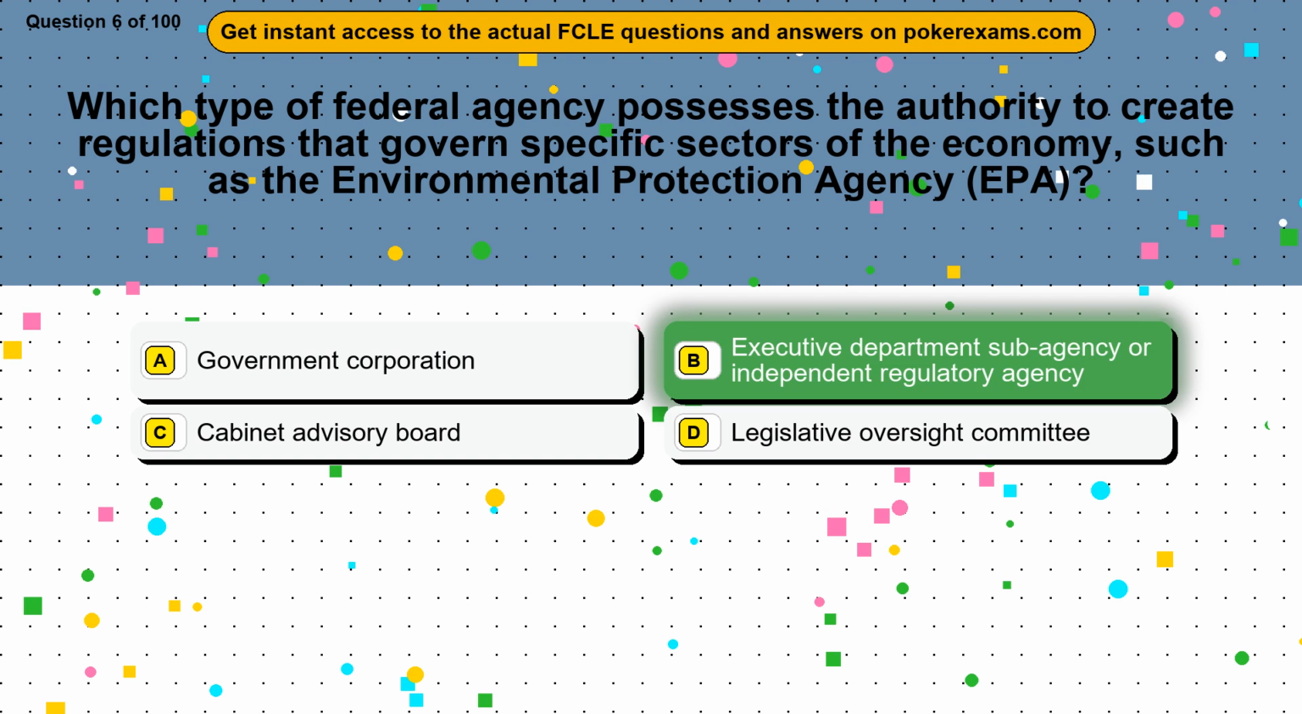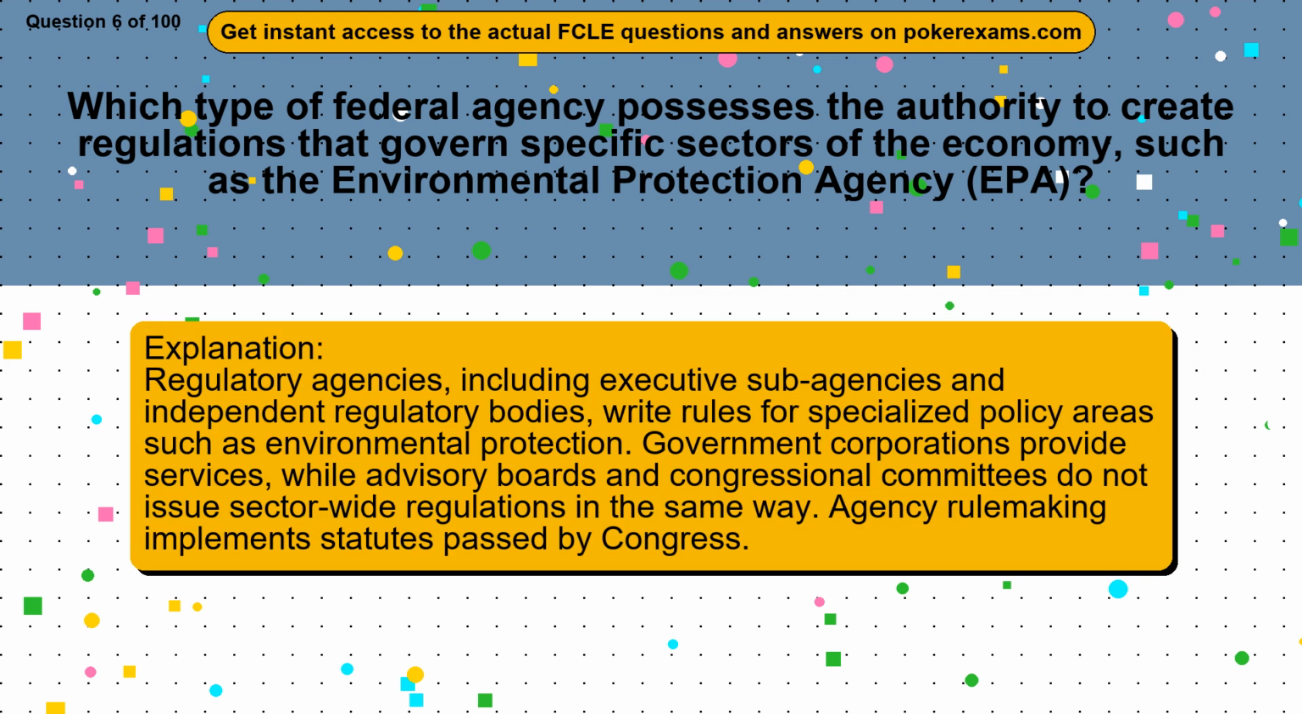Executive Department subagency or independent regulatory agency. Regulatory agencies, including executive subagencies and independent regulatory bodies, write rules for specialized policy areas such as environmental protection. Government corporations provide services, while advisory boards and congressional committees do not issue sector-wide regulations in the same way. Agency rulemaking implements statutes passed by Congress.